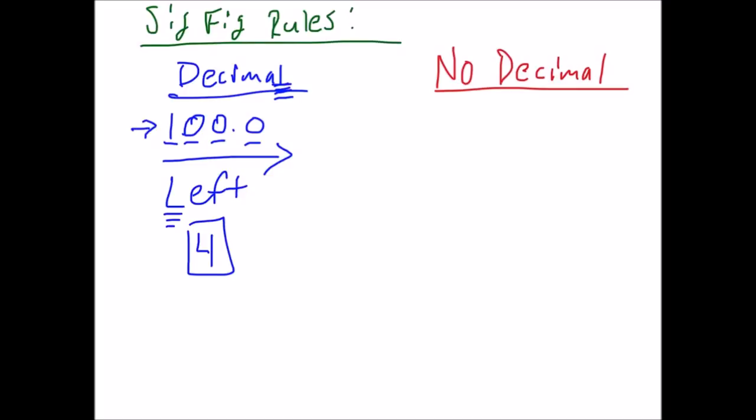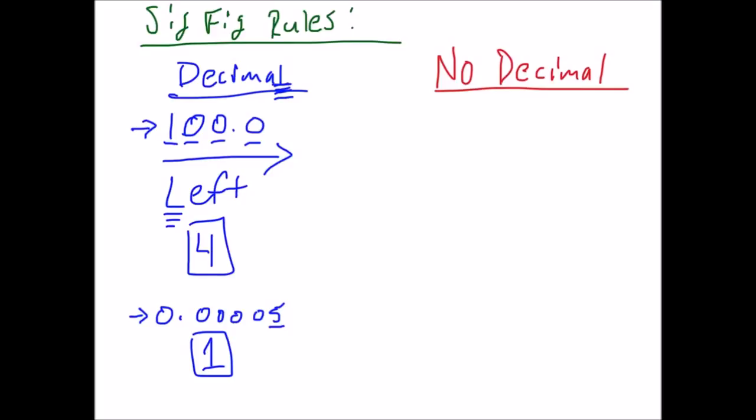Alright, so what if we had this number? Let's apply the decimal rule. Does the number have a decimal? Yes. We're going to start on the left-hand side of the number. Find the first non-zero digit. That would be 5. So how many significant figures does this number have? 1.